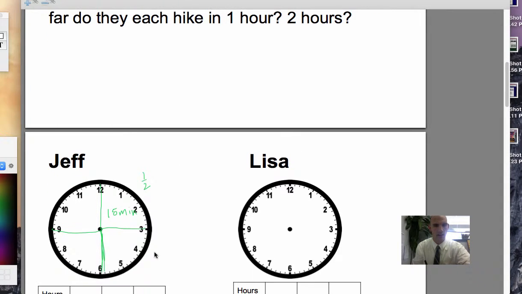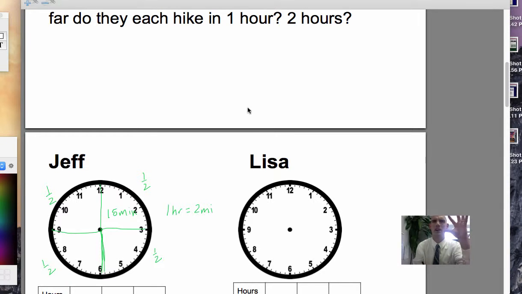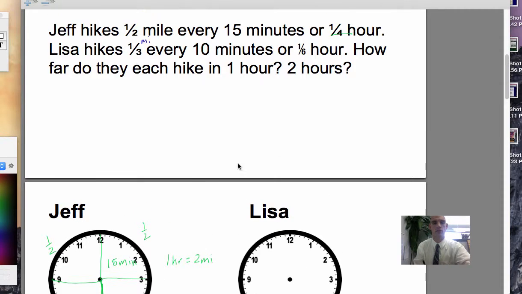Well, if I look at this, I can see that in 1 hour, that would be 2 miles. Okay, so that's kind of in our head. We've said, okay, I've got a quarter of an hour, so that's a half mile each quarter of an hour. So that's 2 miles in an hour.